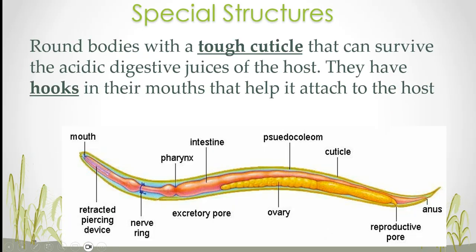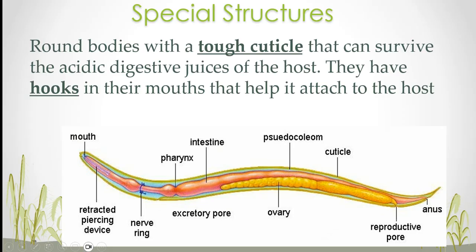All right, so some special structures. They have round bodies. They have what we call a tough cuticle. That would be like the outer covering. It's not crunchy so much like an insect is, but tough. Yeah, they can survive the acidic digestive juices of a host. For instance, if we eat it, yes, that's how we can get diseased by them.